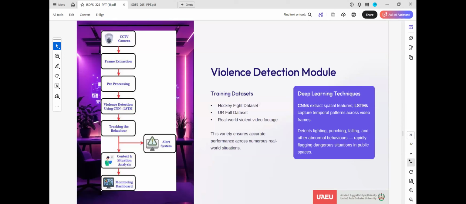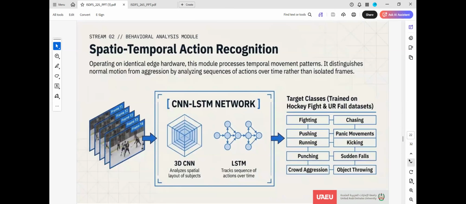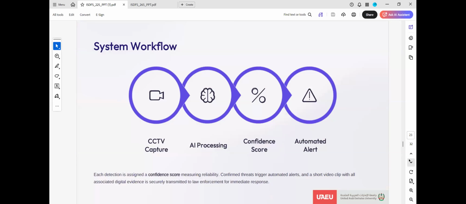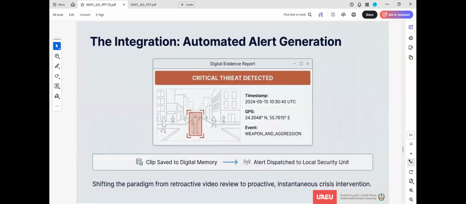So with the help of CNN, and similarly the violence detection model. In the previous slide I already told that we took data sets from the Docufied data sets and URFall data sets, and we use CNN and LSTM for tracking the behavior of that violence, where people are gathering, and then immediately alert the system. Here violence in the sense of abnormal behavior, they may be fighting, pushing, running, whatever. We have to classify all the things. And these are the system workflow.